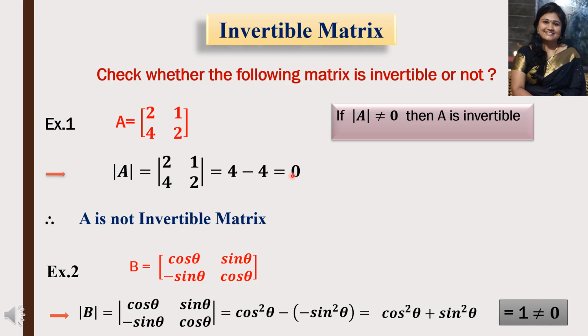So in these two examples, in the first the determinant value is 0, therefore the matrix is not invertible, and in the second the determinant value is 1, which is not equal to 0, therefore the matrix B is an invertible matrix. In this way we check whether the matrix is invertible or not. For finding the inverse of any matrix, you should first check that the matrix is invertible or not.